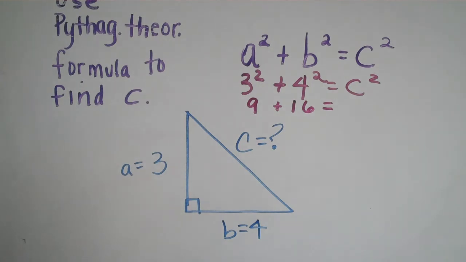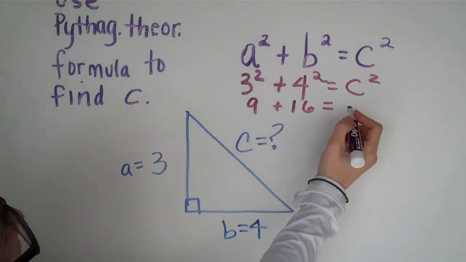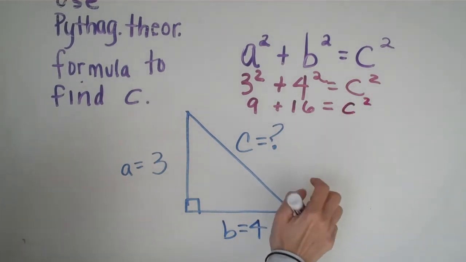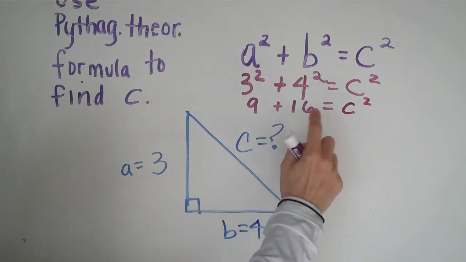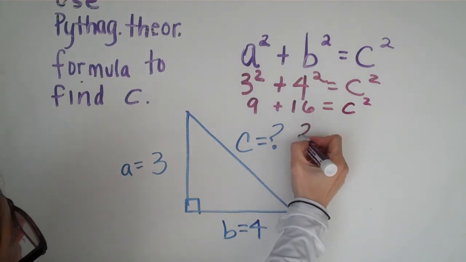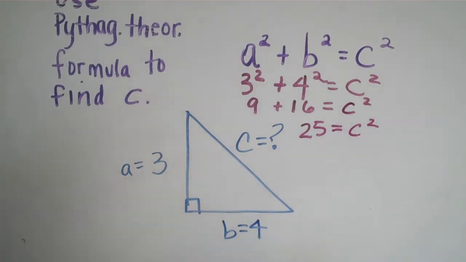Okay, so now what we're doing here is adding these two together, right? And that's equal to c squared. So what's 9 plus 16? Well, that's equal to 25. And 25 is equal to c squared. I haven't answered what's equal to c.